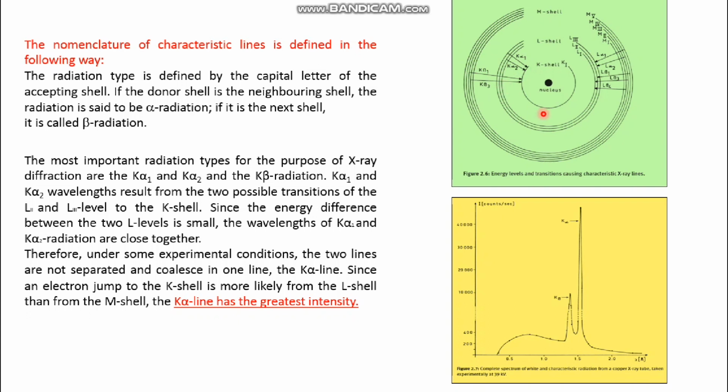As the electron jump to the K shell is more likely from the L shell, that is, the tendency for an electron to reach the K shell is more likely from the L shell as compared to the M shell, we can say that the K alpha radiation is much more intense as compared to the intensity of K beta radiation. This is shown in this graph, where we can clearly see that the intensity of K alpha is very high as compared to the intensity of K beta radiation.